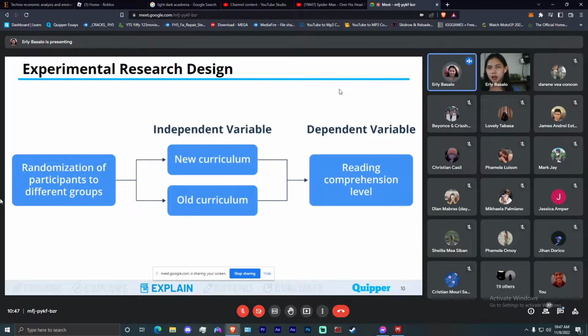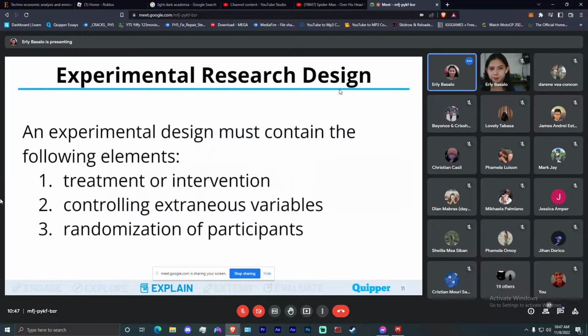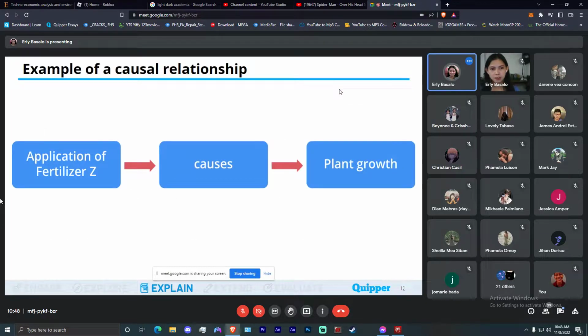So you can have this as your kanang basis or kanang guide to those who are doing the research under experimental type of research. Okay, so an experimental design must contain the following elements: treatment or intervention. Then we have controlling extraneous variables. Then randomization of participants. For example, okay, we have to know the cause and effect of the variables. So the relationship between the variables.